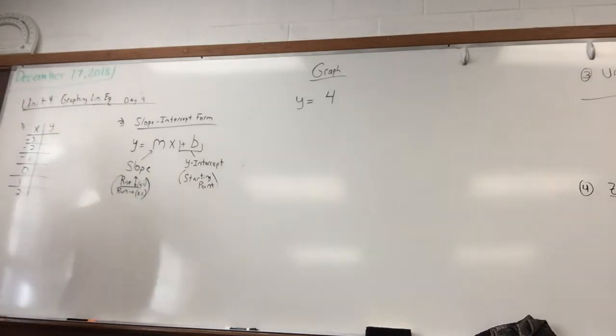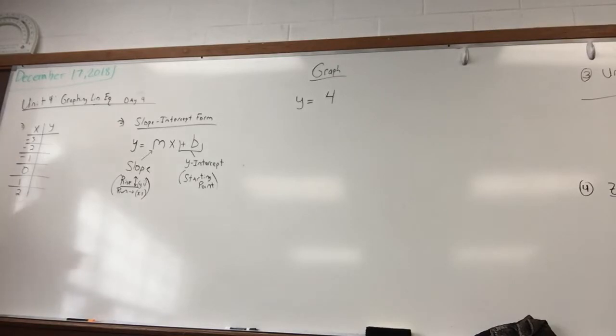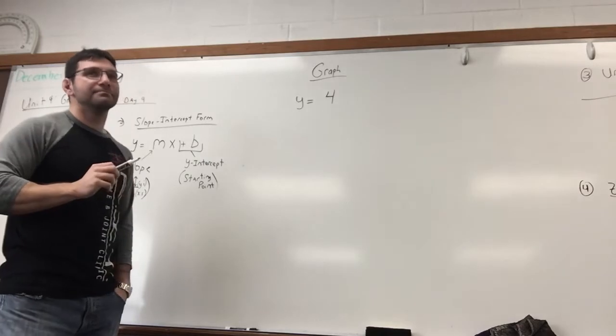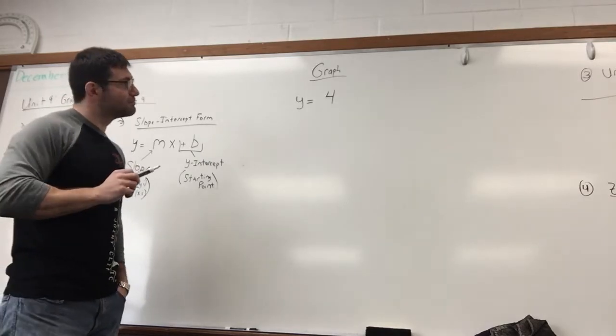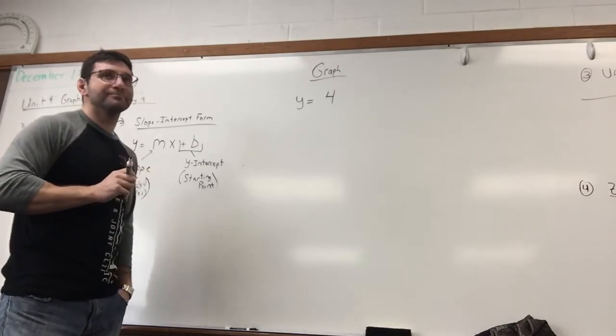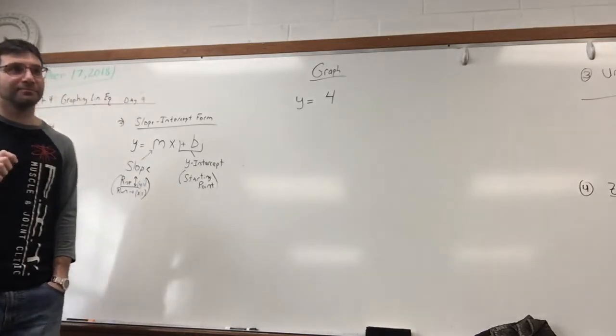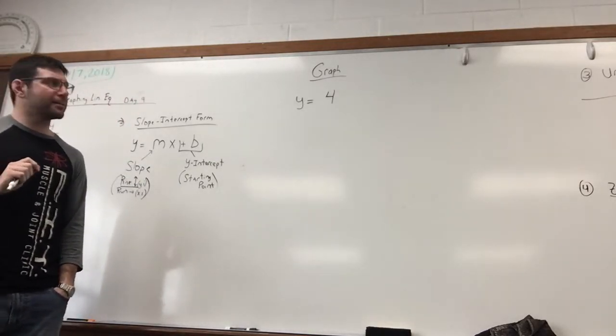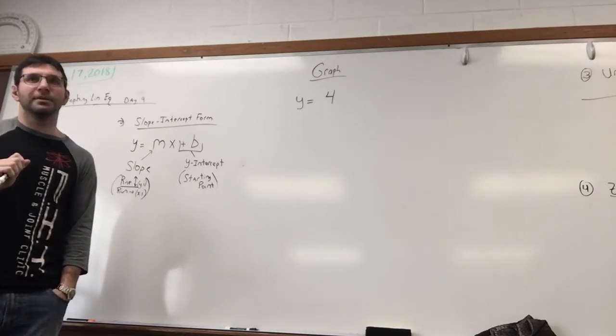What do we have to have isolated to be in slope-intercept form? Haley? The y. The y has to be isolated to be in slope-intercept form. So the question is, is the y isolated? So that's the question you need to ask yourself. Is the y by itself? So is this in slope-intercept form?